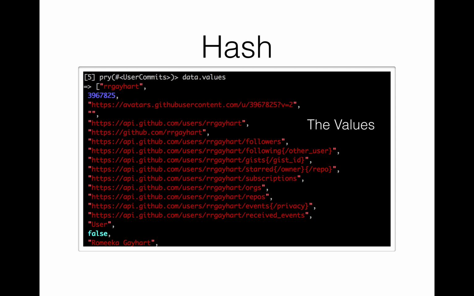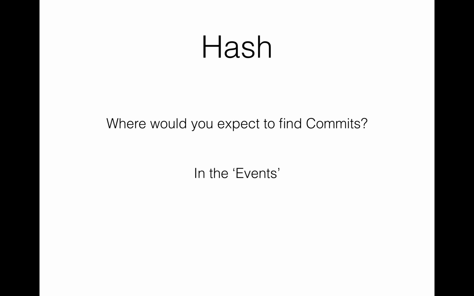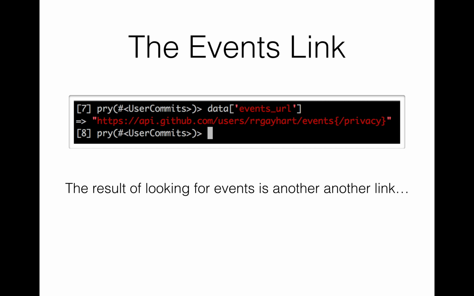If we call data.values, then we see the opposite side. So if we had username as one of the keys and we call the value, it's going to be rgayhart. If we call a key to find out the events, we get the URL back. So where would you expect to find commits and all of that? Well, a commit message goes along with a push event. So you're pushing code up to GitHub and your commit message says why you did it or what the code does. So we're going to look in the events.